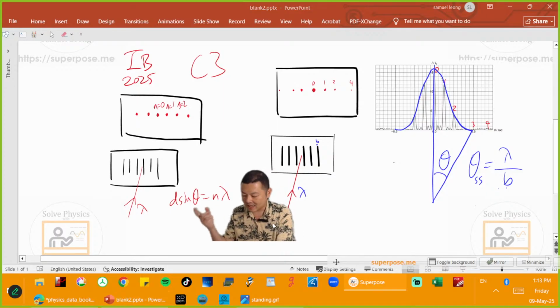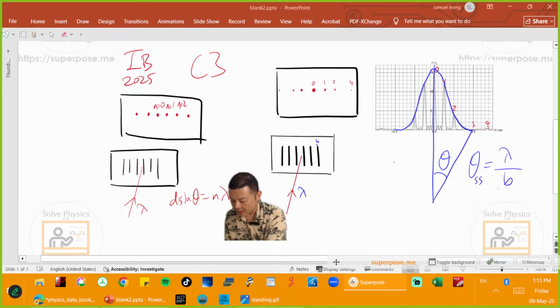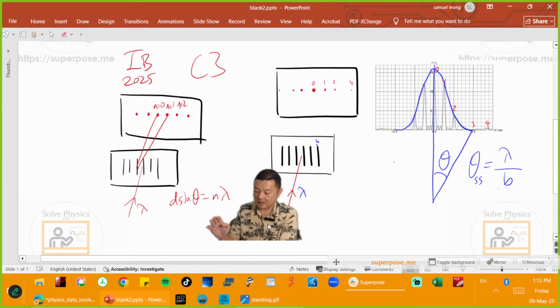The theta though, for multiple slits, for the diffraction grating, is the angle between the zeroth maximum and the nth maximum that you're using. For this case, it will be the third one, right?